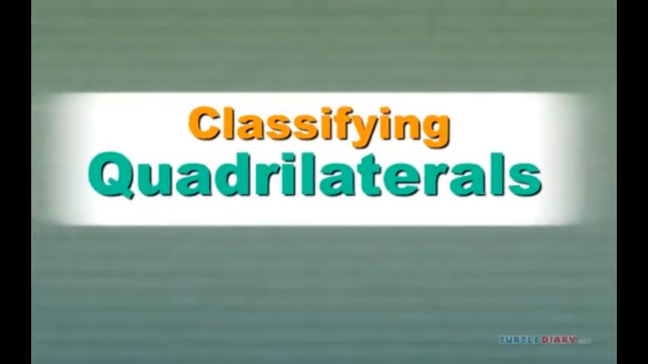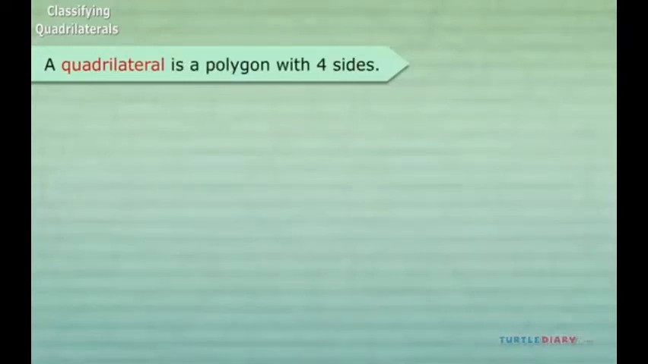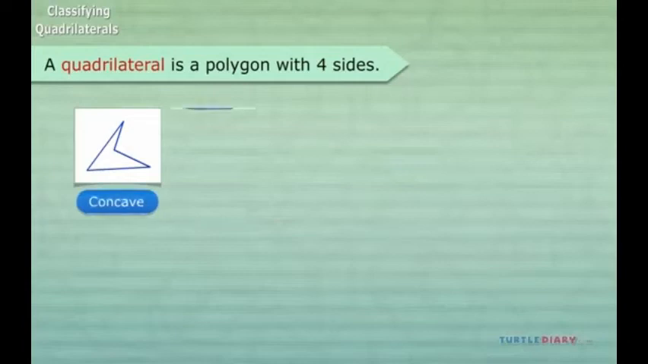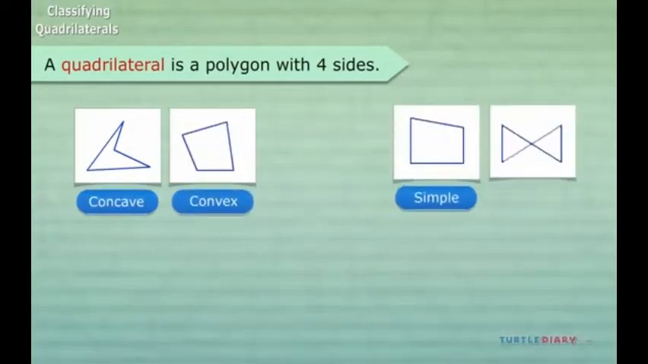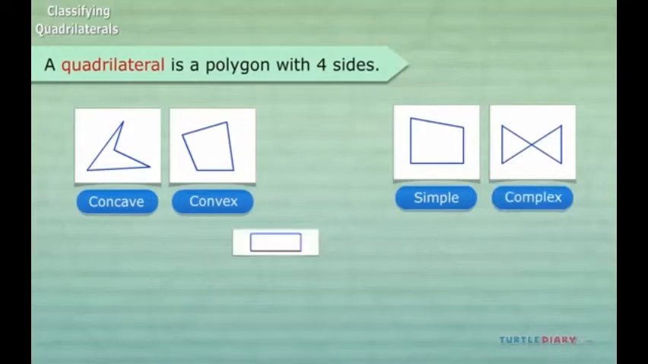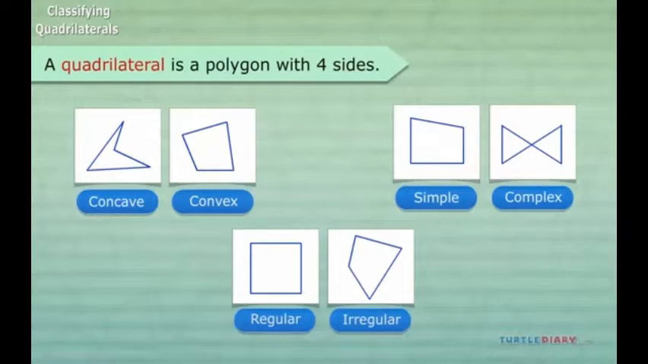Classifying quadrilaterals. A quadrilateral is a polygon with 4 sides. It can be concave, convex, simple, complex, regular, or irregular. But it must always have 4 straight lines for sides.